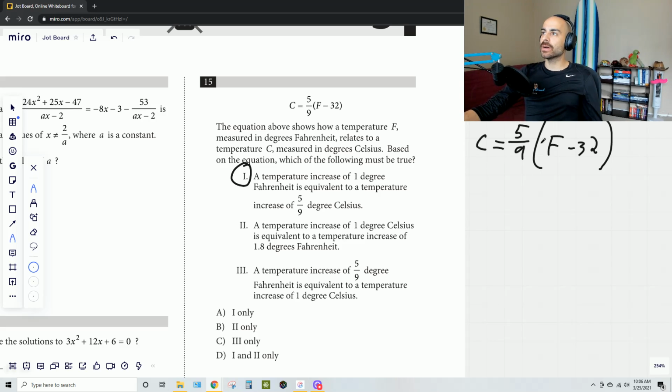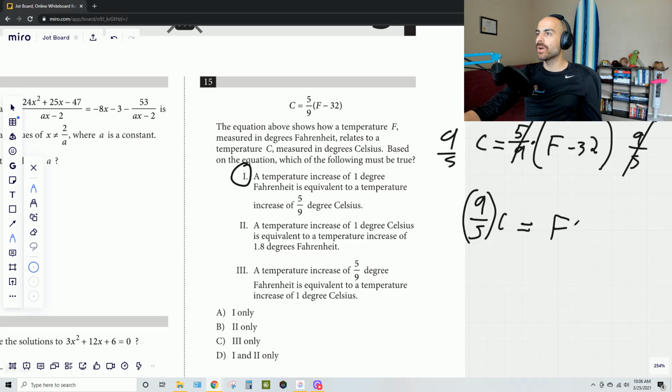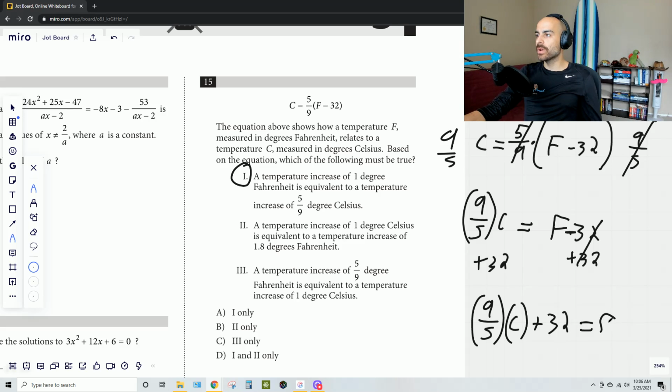Since this whole parenthesis is being multiplied by 5 over 9, the function here is multiplication, and the opposite of that would be multiplying both sides by 9 over 5. So that would cancel out the 5 over 9 here. So now we have 9 over 5 times C is equal to F minus 32. And then I can get F by itself by adding 32 to both sides. And now I have 9 over 5 times C plus 32 is equal to F.